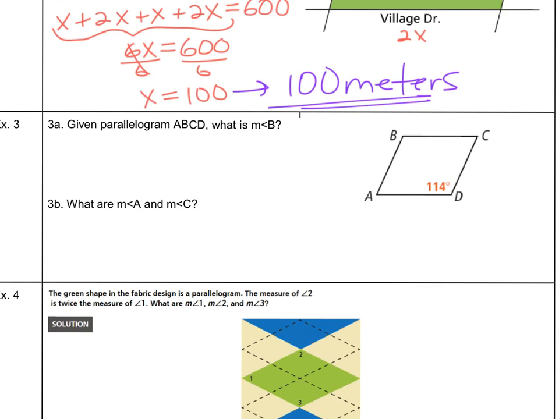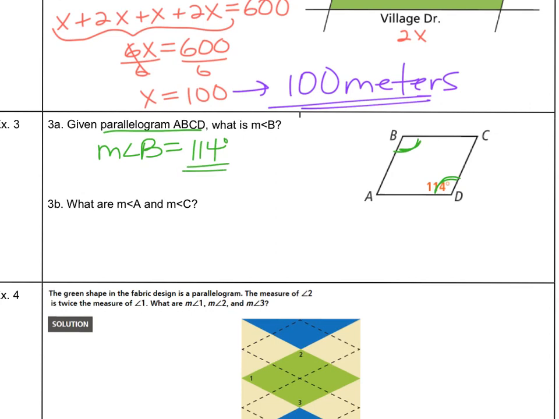Example 3, given parallelogram ABCD, what is the measure of angle B? Looking at the picture, we know we have a defined parallelogram, so this answer is going to be really easy. Angles B and D, or D and B, depending on how you mark them, are opposite angles, and in a parallelogram, they're equal to each other. Simple answer here. The measure of angle B is 114 degrees.